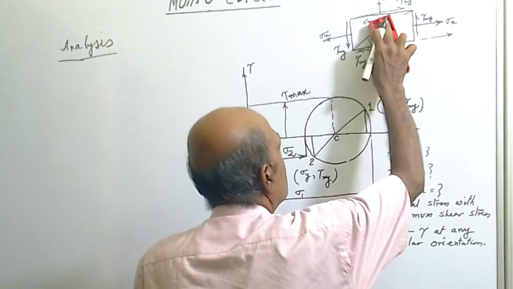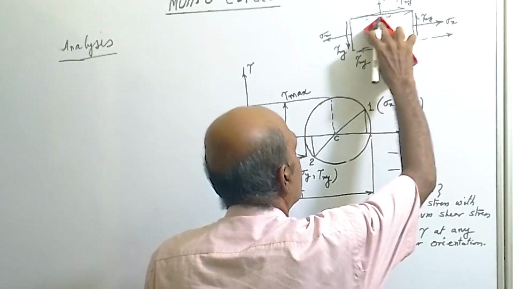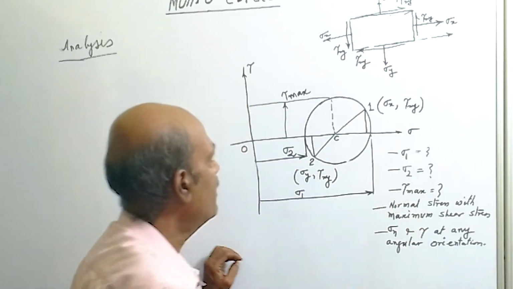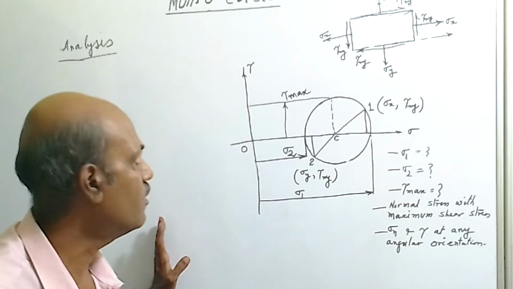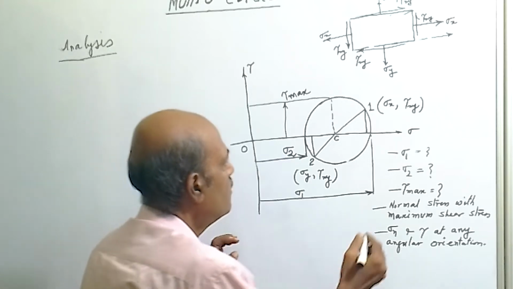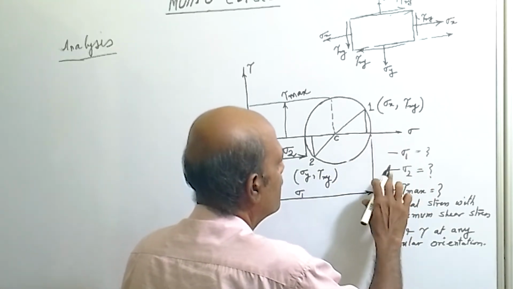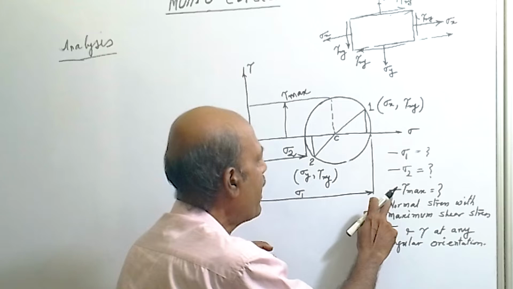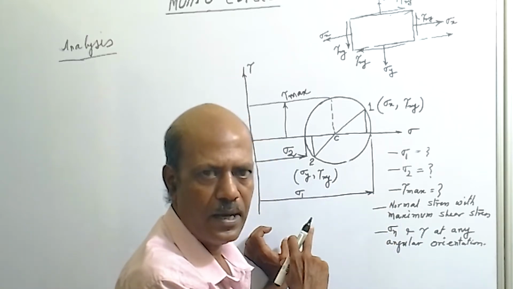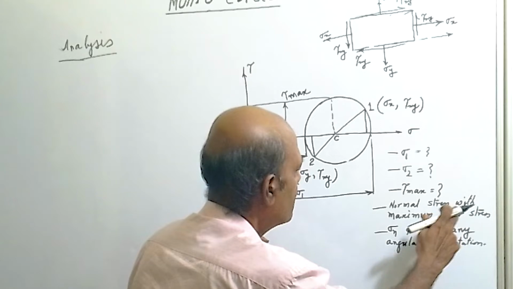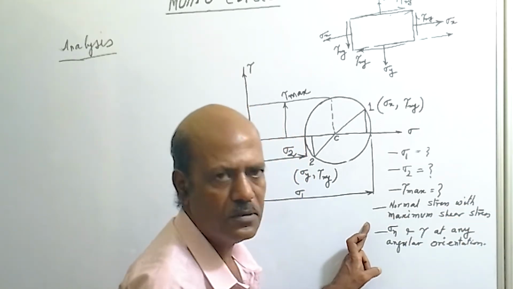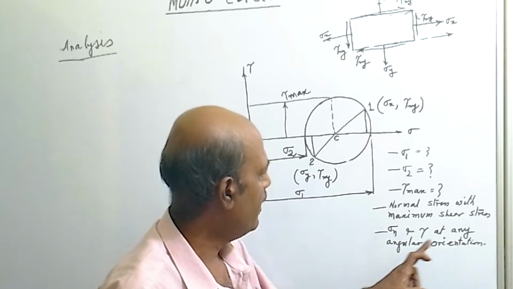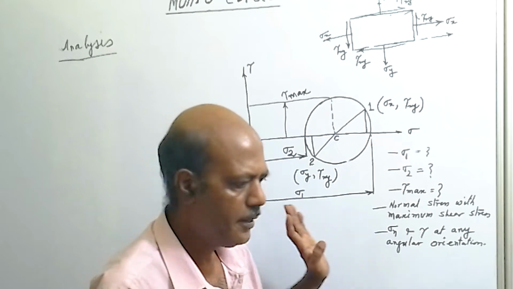Now let us see this is the condition of stress acting on the body, and how to get sigma 1, sigma 2, that is major principal stress, minor principal stress, then tau max from this diagram analytically, as well as the normal stress with maximum shear stress, and at last we will see the sigma n and tau at any angular orientation. Okay.